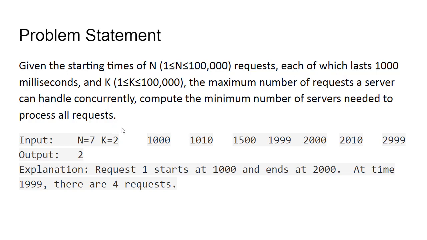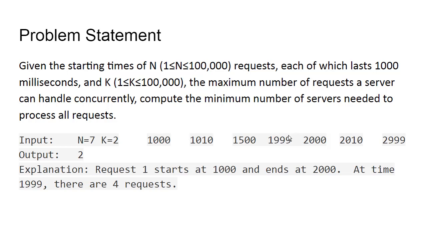So let's look at the sample input. We have 7 requests, and each server can handle two requests concurrently. The first request comes at time 1,000. And because it lasts 1,000 milliseconds, it will end at time 2,000. The second request comes at 1,010. The third request comes at 1,500. The fourth request comes at 1,999.